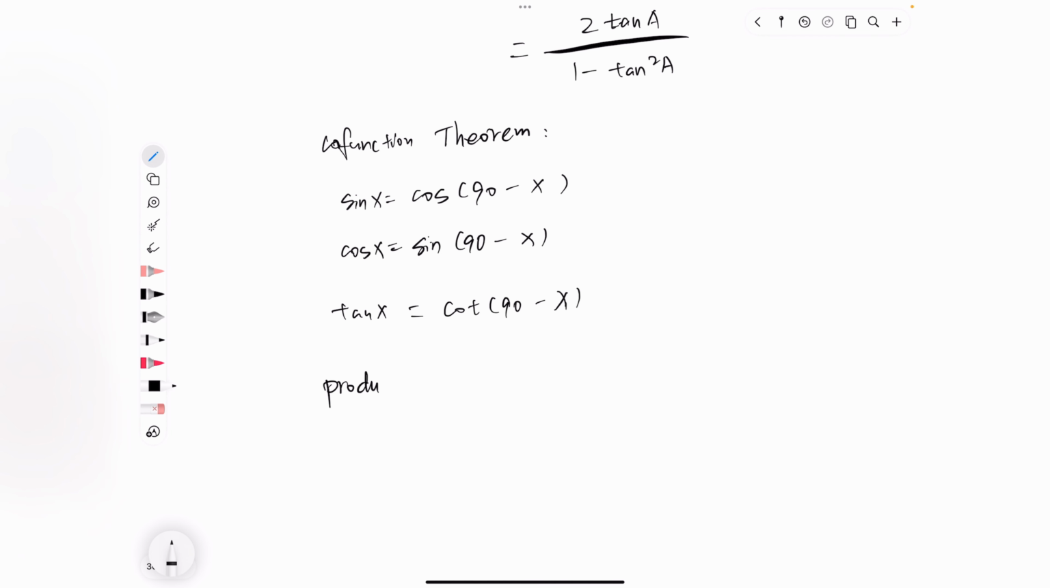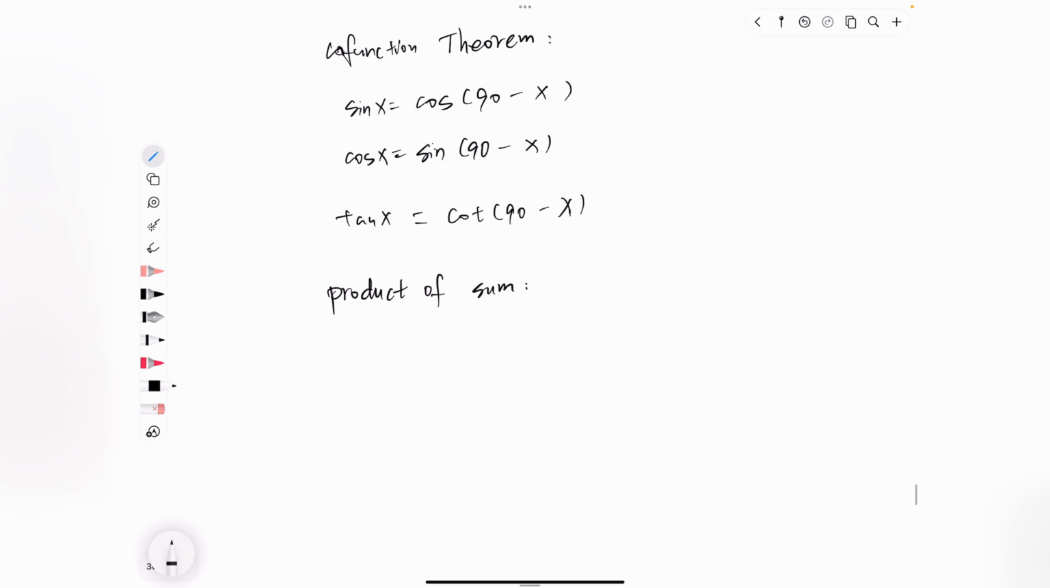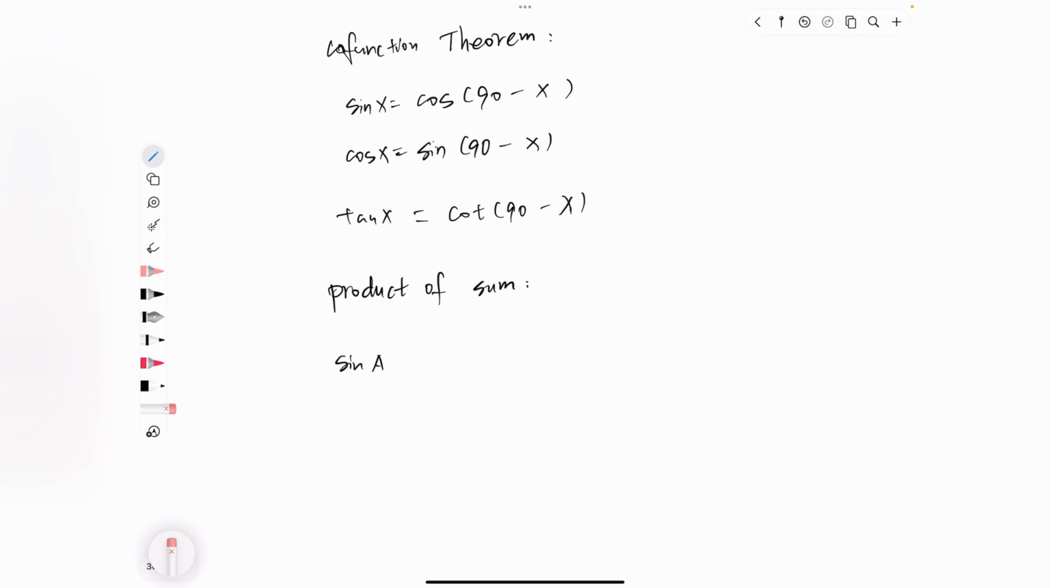We also have the product to sum. We try to convert the product to sum. So sine A cosine B equals 1/2 sine A plus B plus sine A minus B. So we have the sum here.